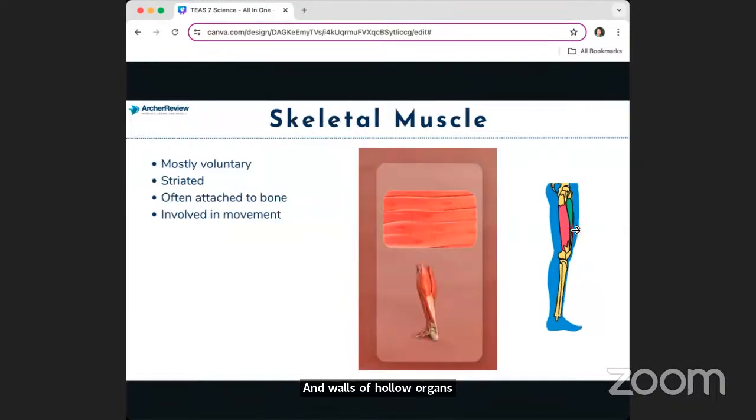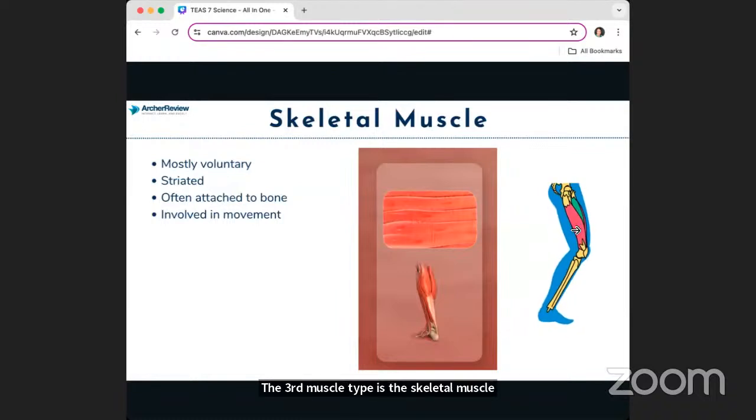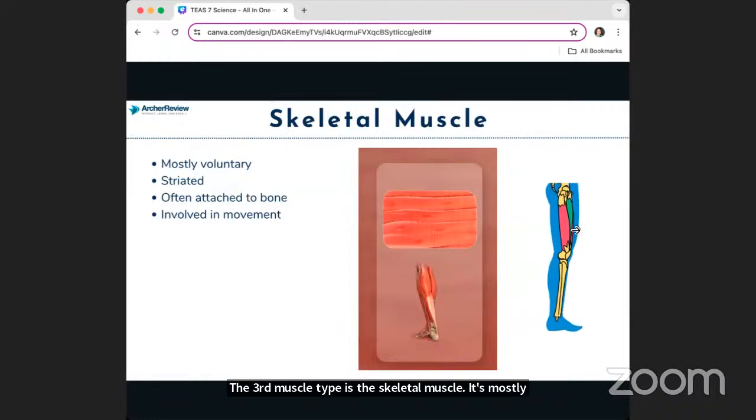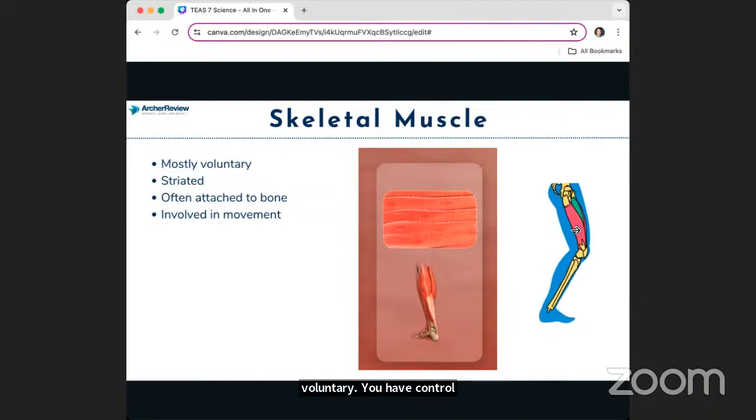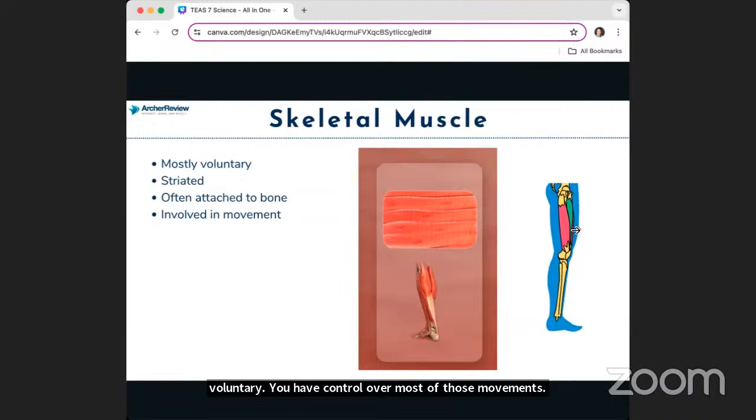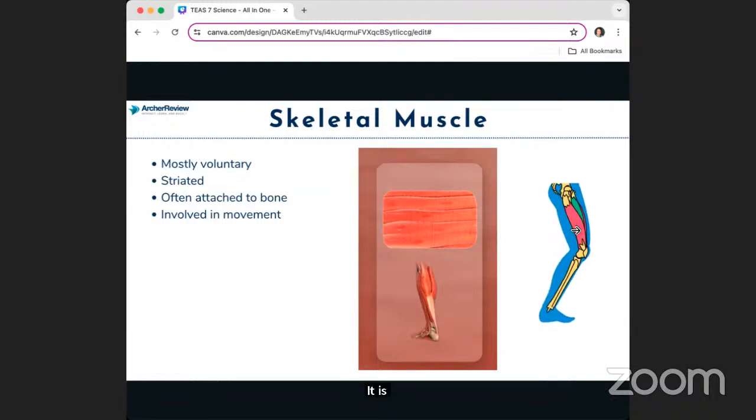The third muscle type is the skeletal muscle. It's mostly voluntary. You have control over most of those movements. It is striated, meaning that it's going to have these stripes on the tissue. It is often attached to bone, and your skeletal muscle is involved in movement. And skeletal muscle is going to be our focus for the rest of this muscle crash course.